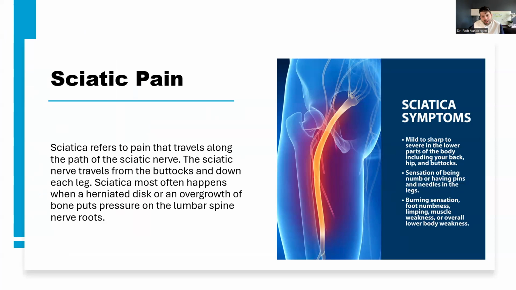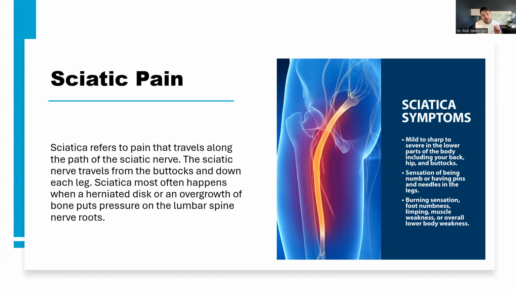You get people talking about sciatica and then sciatic pain, and you've got to wonder, are they the same thing? And they're pretty much the same thing. Sciatica simply refers to pain that travels along the path of the sciatic nerve. This nerve travels from the buttocks and down each leg. Sciatica most often happens when a herniated disc or an overgrowth of bone, like a bone spur, puts pressure on the spine and hits the nerve roots.